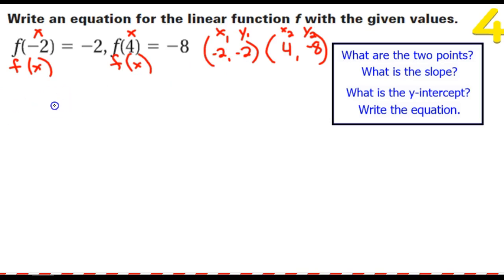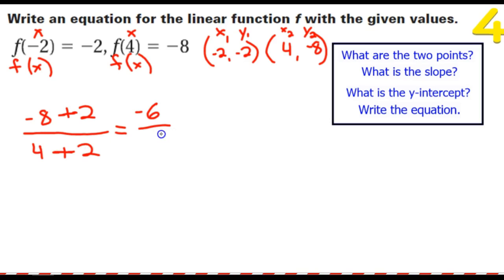So what we do then is negative 8 minus a negative 2 over 4 minus a negative 2. We can make both of these pluses because there's 2 negatives in a row. Negative 8 plus 2 gives us negative 6. 4 plus 2 gives us 6. So negative 6 divided by 6 gives us negative 1. So negative 1 is our m.